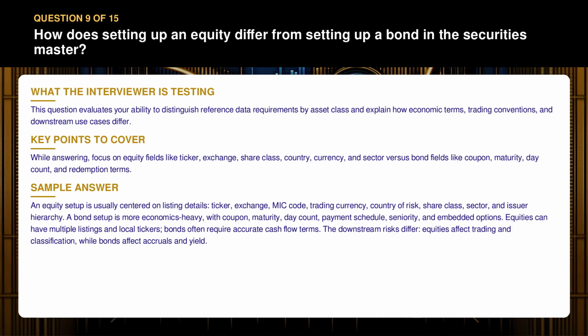An equity setup is usually centered on listing details: ticker, exchange, MIC code, trading currency, country of risk, share class, sector, and issuer hierarchy. A bond setup is more economics heavy, with coupon, maturity, day count, payment schedule, seniority, and embedded options. Equities can have multiple listings and local tickers. Bonds often require accurate cash flow terms. The downstream risks differ. Equities affect trading and classification, while bonds affect accruals and yield.